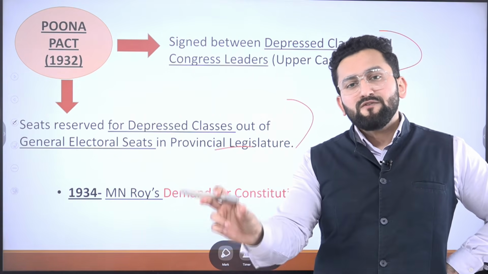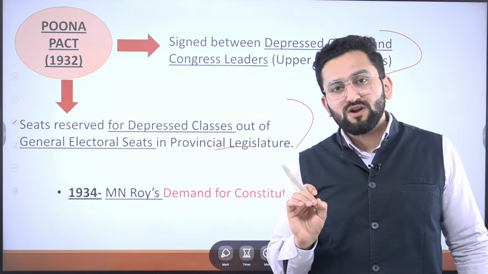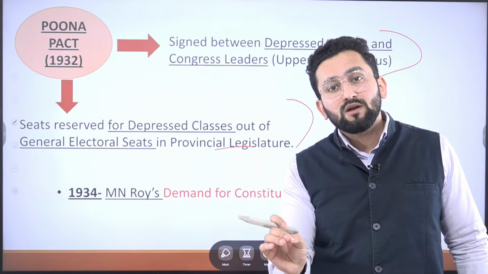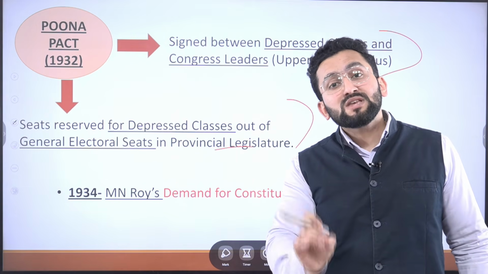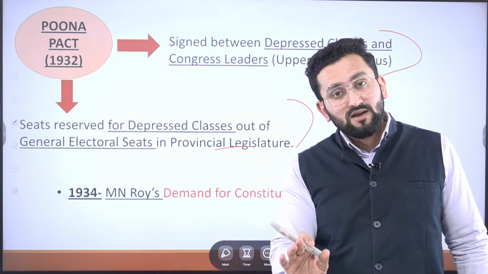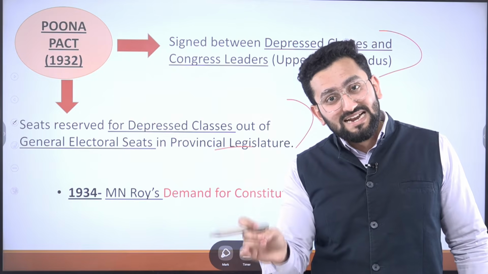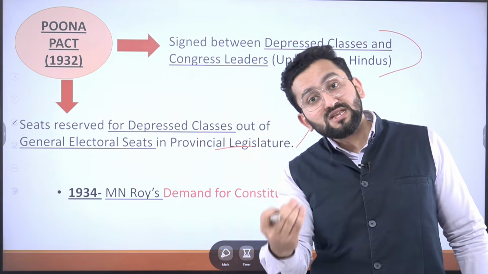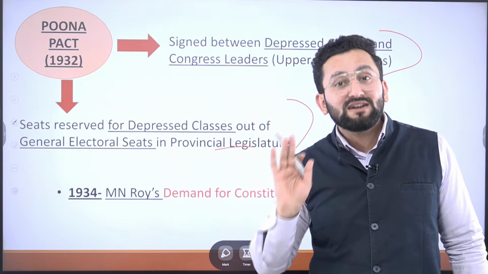it means if a particular seat or constituency is declared as a depressed section seat, now only those categorized as depressed section can vote, and only a candidate from the depressed section can stand. But when you say reservation, it means this particular seat is reserved for the depressed section. It means the candidate can be from the depressed section, but the voters will be all eligible voters who are residing in that particular territory.